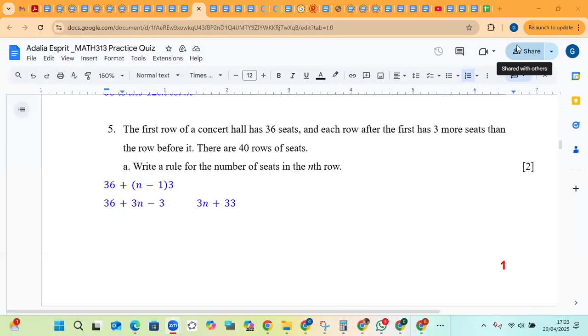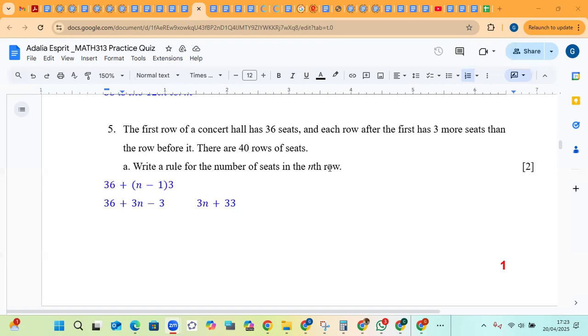This recording is with regards to number 5 in the Math 313 practice quiz. It says the first row of a concert hall has 36 seats, and each row after the first has 3 more seats than the row before it. There are 40 rows of seats. So it says for part A to write a rule for the number of seats in the nth row.